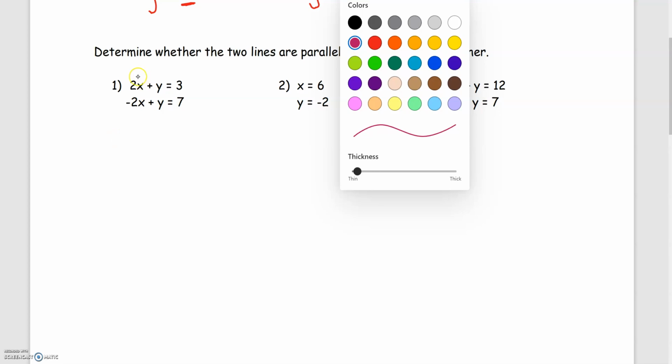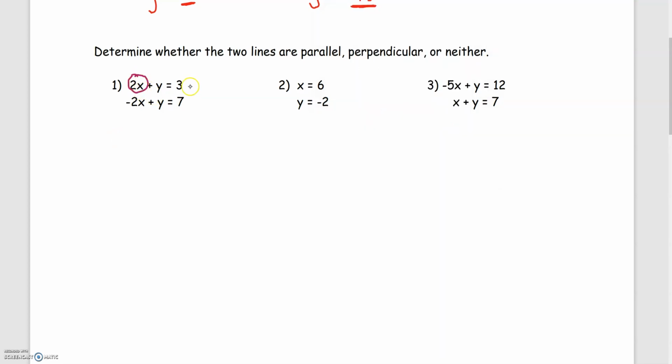For this first one, I'm going to undo this and get it to the other side with subtraction. So it's going to be y equals negative 2x plus 3. And then in this one, I'm going to add 2x to get it to the other side. So y equals positive 2x plus 7. So I see that I have a negative 2 and a positive 2. Well, they're opposites, but they're not opposite reciprocals, and they're not the same. So this would be neither.